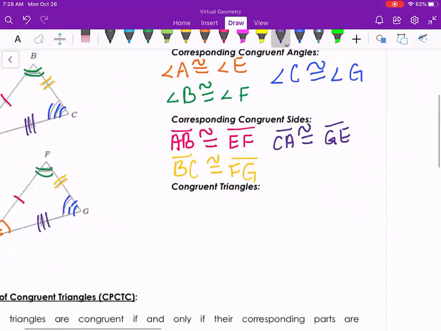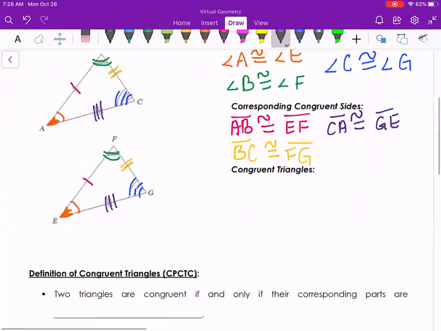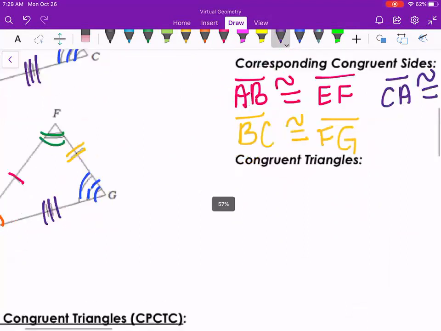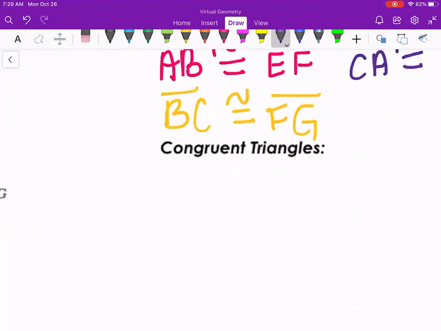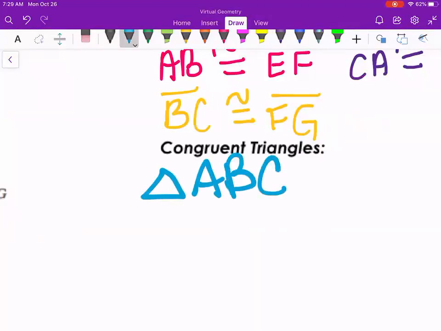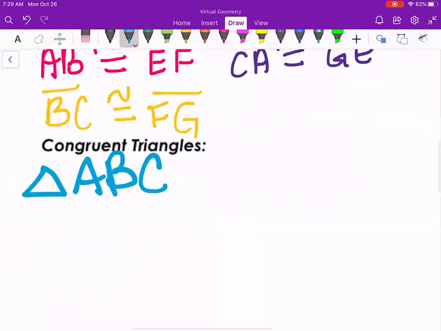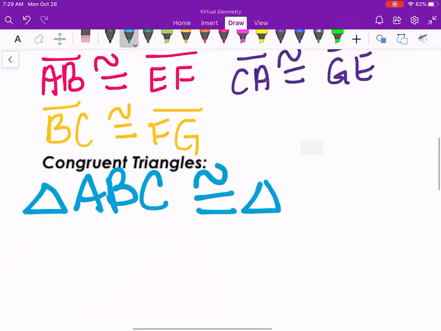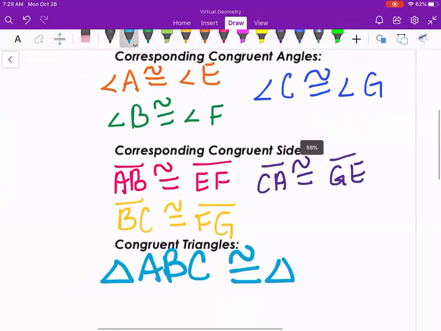All right, now we have enough to say, as long as I've got all my pairs of matching angles and sides, now I can say my two triangles are congruent. So if we start with our first triangle, and again, the order has to match up here. So triangle ABC. Whatever order I choose for the first one, I need matching order for the second. Is congruent to triangle. And the easiest way to follow that is with your angles.